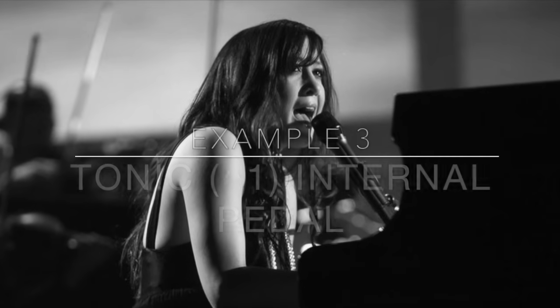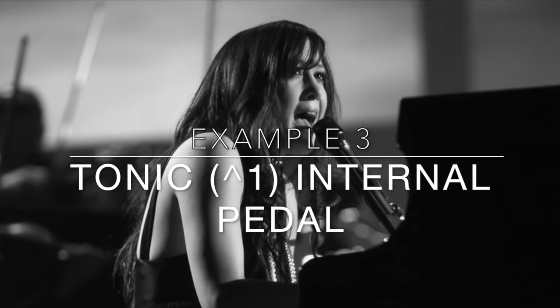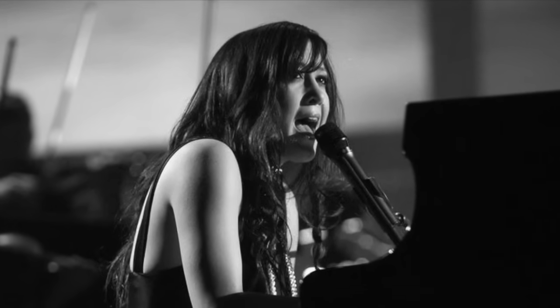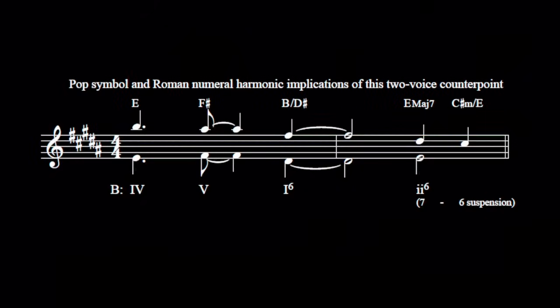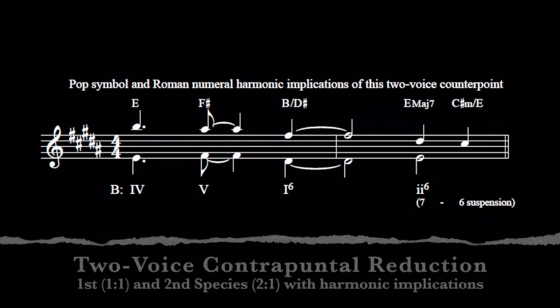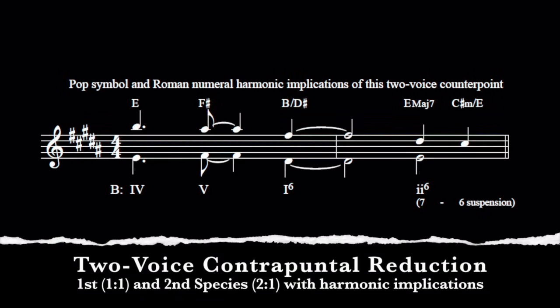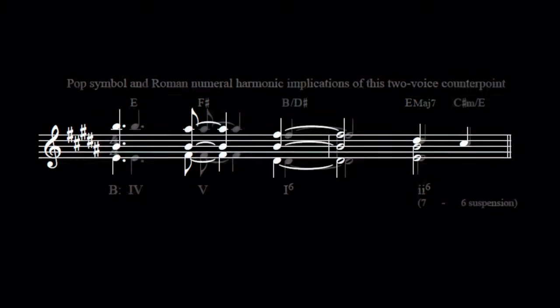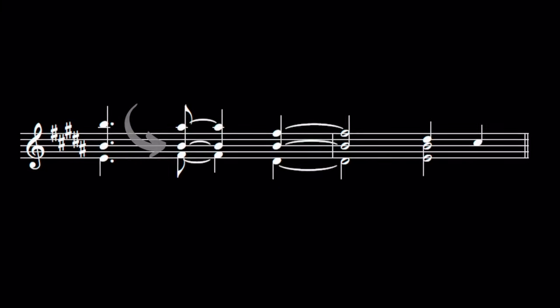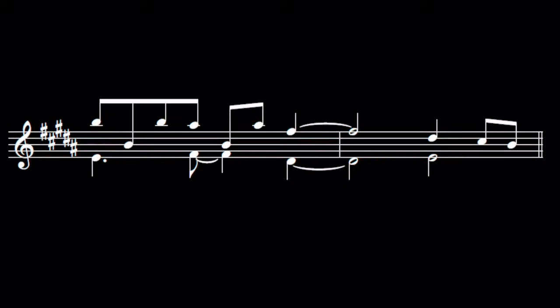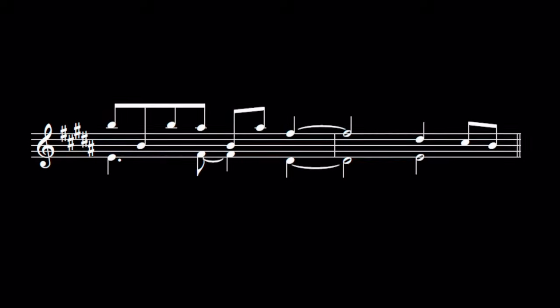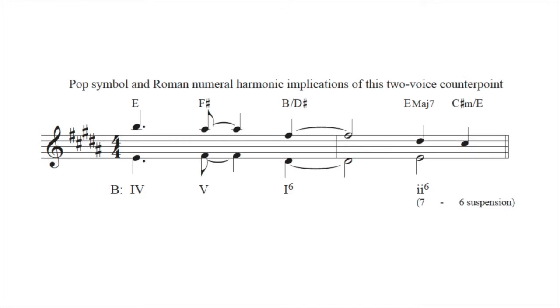Next, let's use the tonic degree as a middle voice and look at the riff from 1,000 Miles by Vanessa Carlton. We'll start with the skeletal stripped-down version, a two-voice contrapuntal reduction showing the pop symbol and Roman numeral harmonic implications. Then, let's insert the tonic degree in the middle, repeating the syncopated rhythm. And finally, we'll break the vertical harmonic intervals in the right hand to animate the texture.